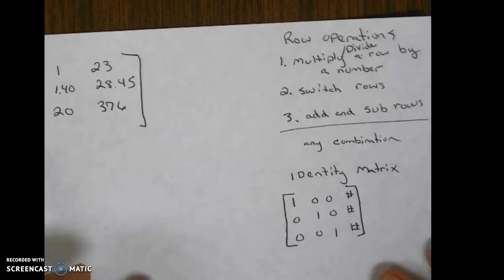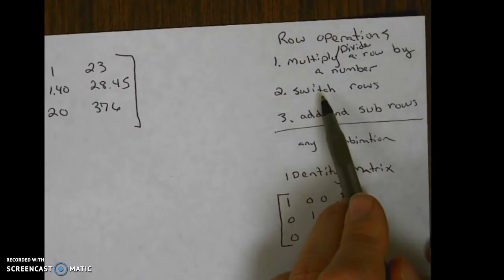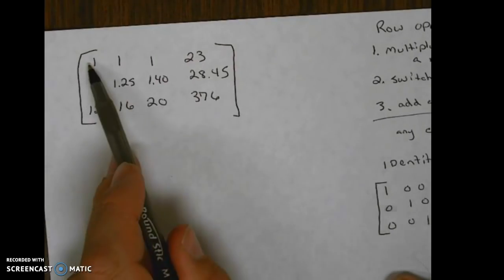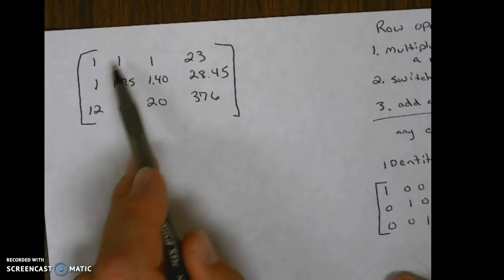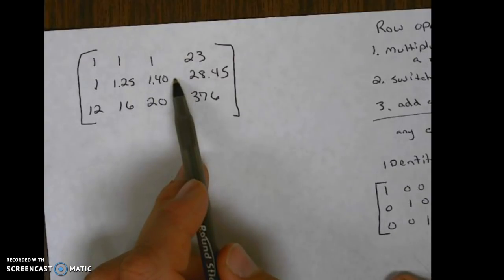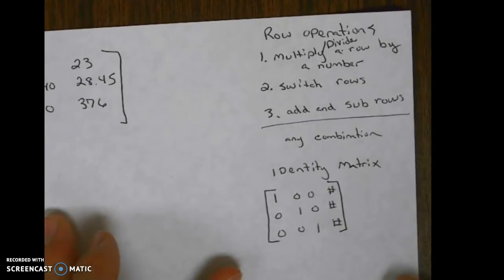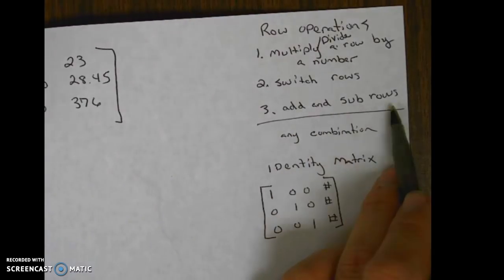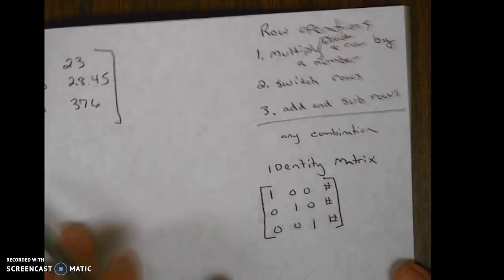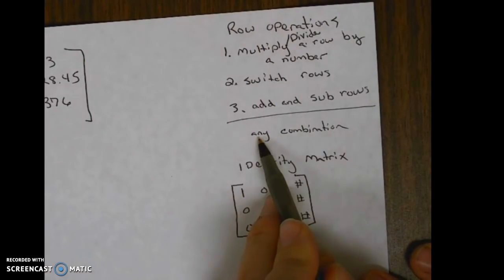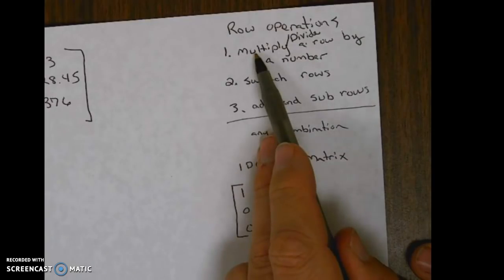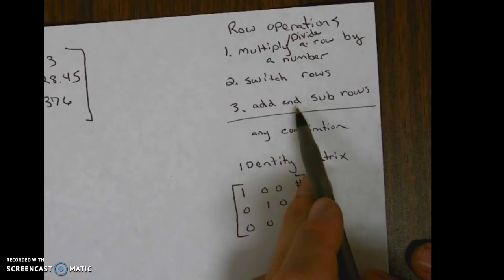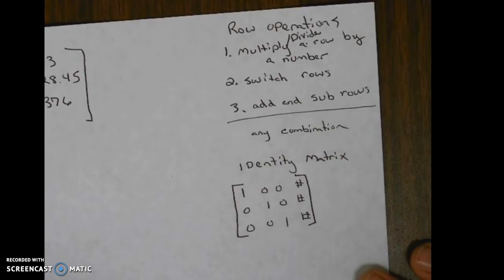The next thing you can do is switch rows. So if we wanted to switch row 1 and row 2, we could switch these two rows around. The third thing you can do with rows is add and subtract rows. And then finally, you can do any combination. So you may multiply a row by a number and then add it to another row. Those are your row operations.